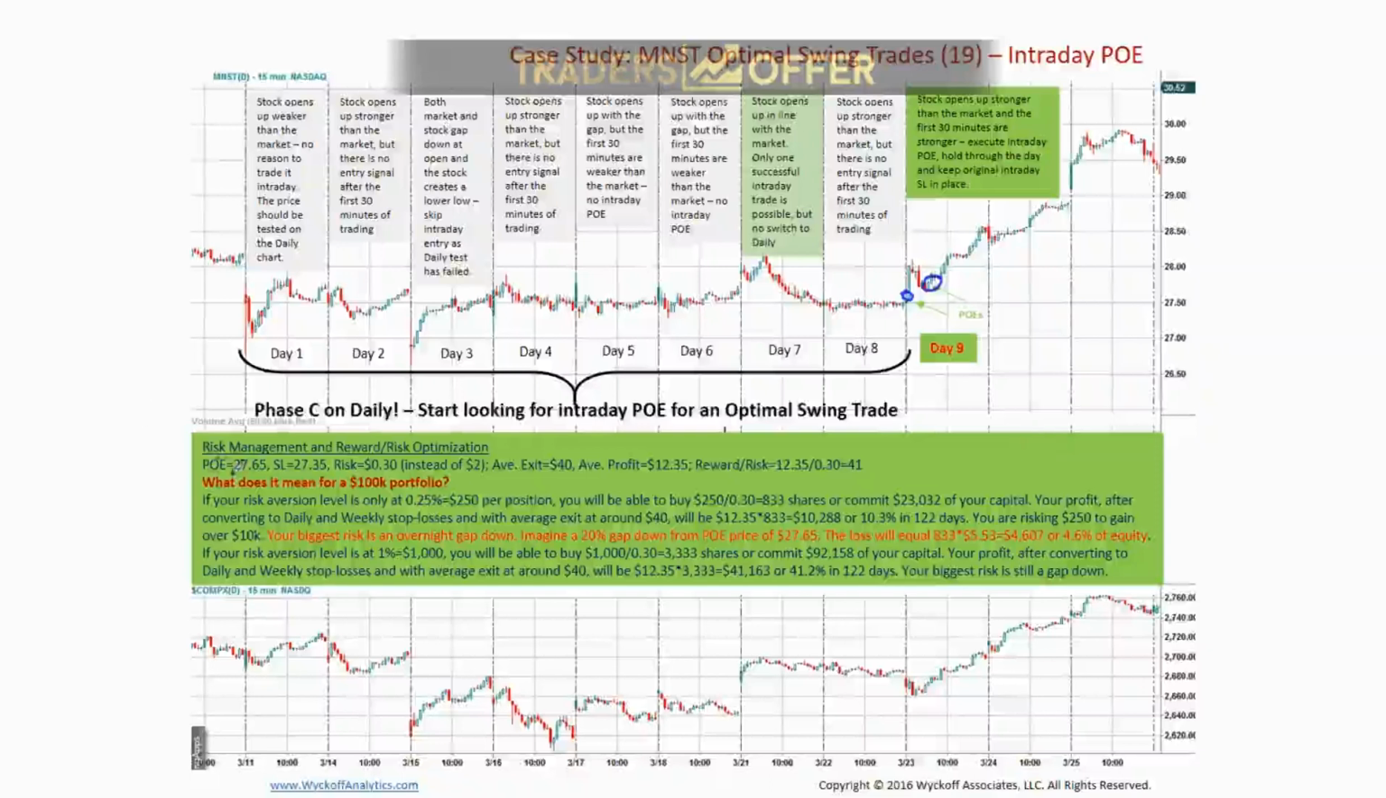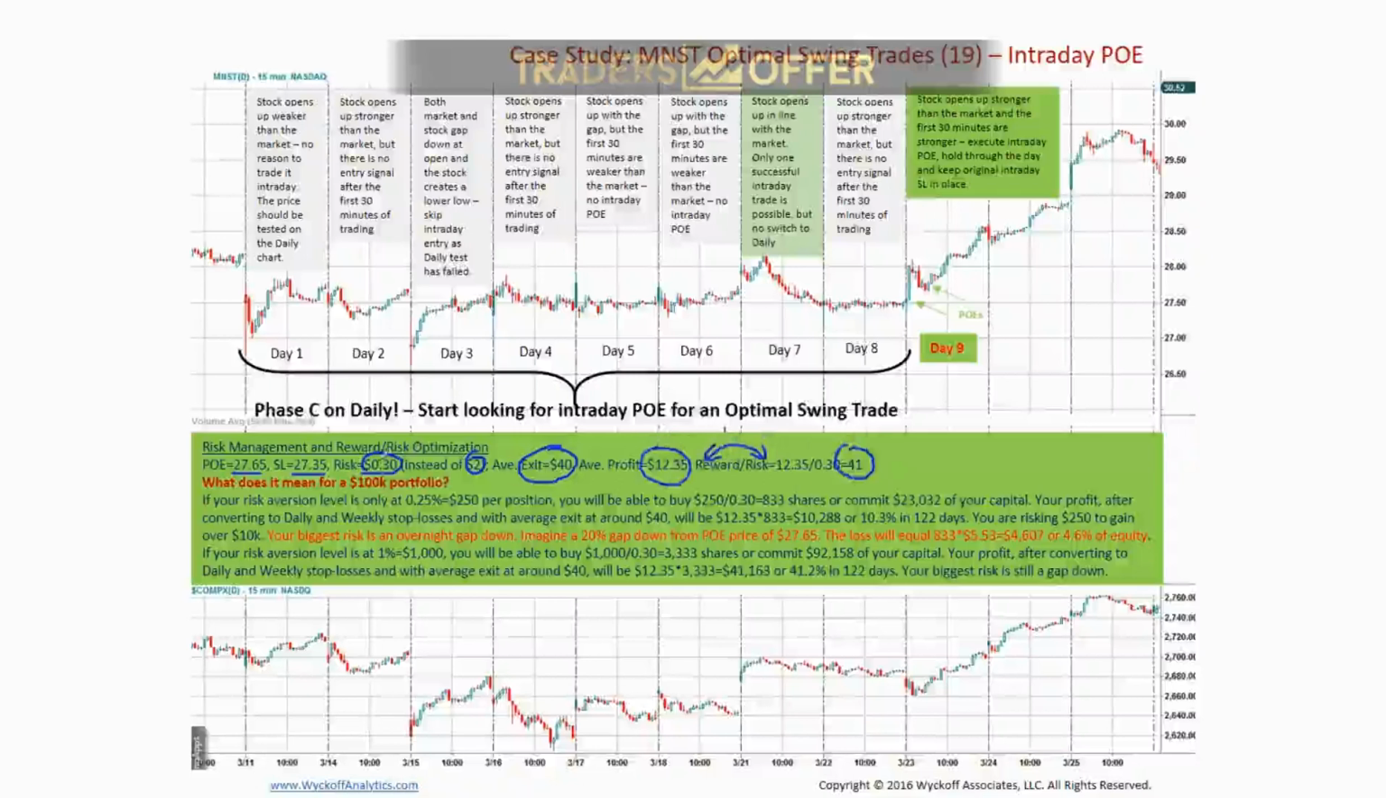So the original position size and risk was, let's say, $2 between the stop loss and the point of entry. But here our point of entry and stop loss on the intraday basis are so close, only 30 cents instead of $2. So what does it mean? If the average exit is $40, then the average profit is going to be $12.35. We're having an astronomical average risk to reward ratio.